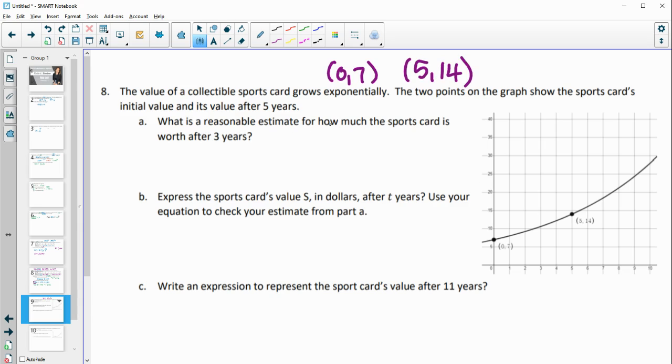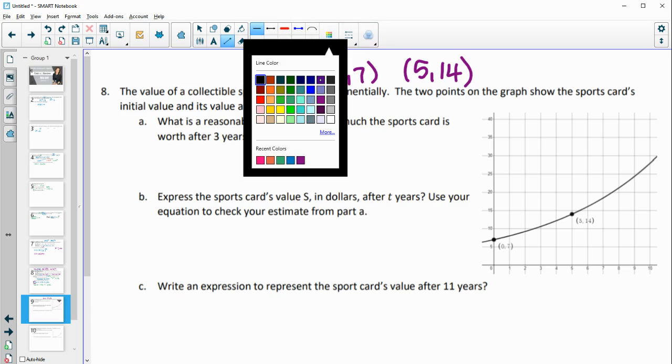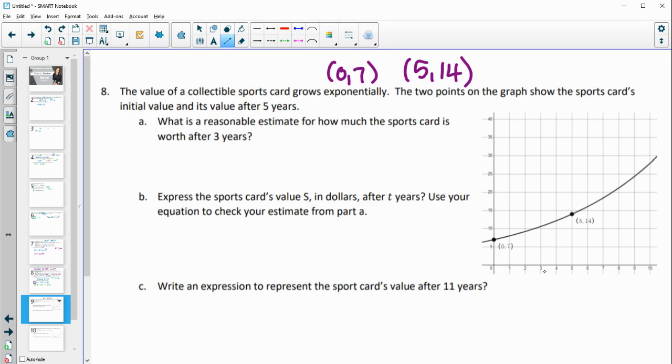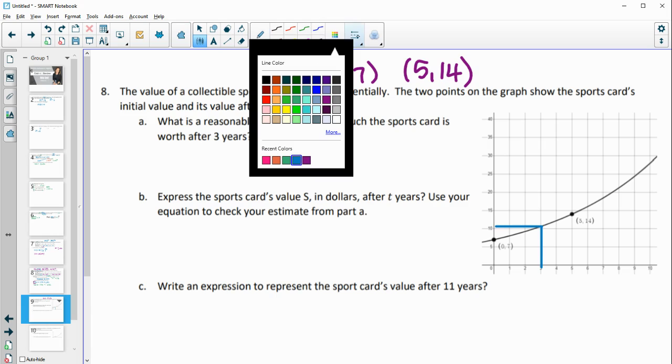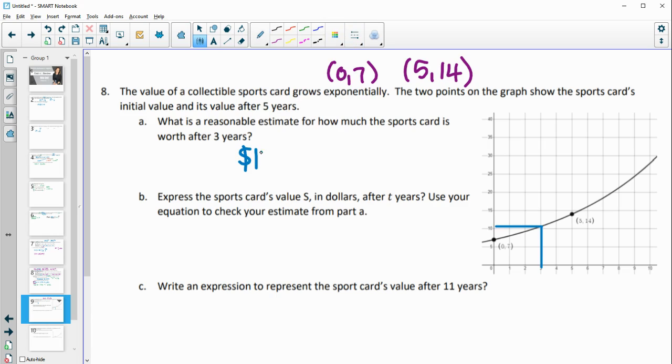What is a reasonable estimate for how much the card is worth after 3 years? So we can go to the table here at 3 and see where it touches. So on this graph, go to 3 years, see where it touches the graph, and then go over. So something a little over $10. So maybe you just say like $10.50, but anything just a little bit over 10.